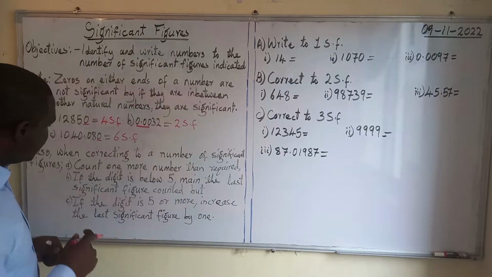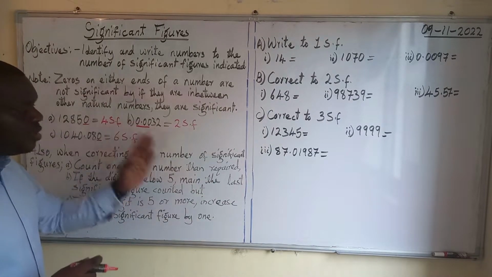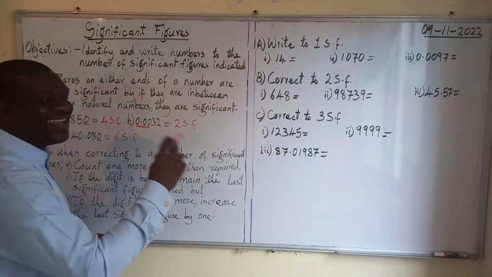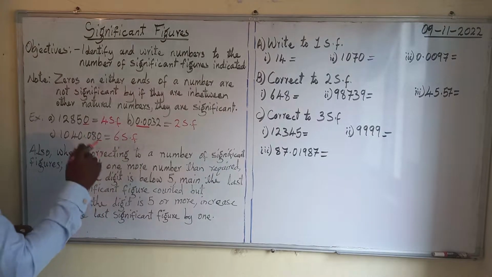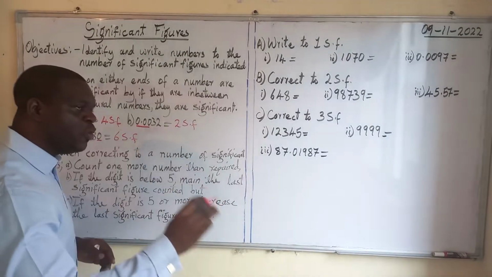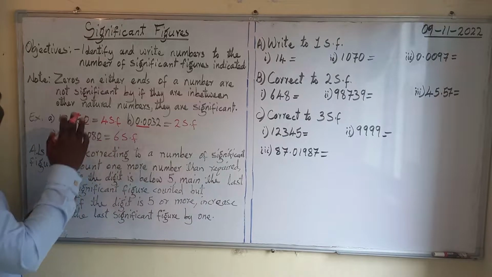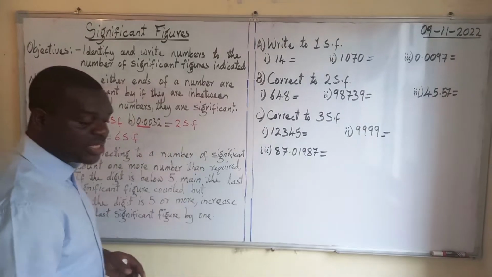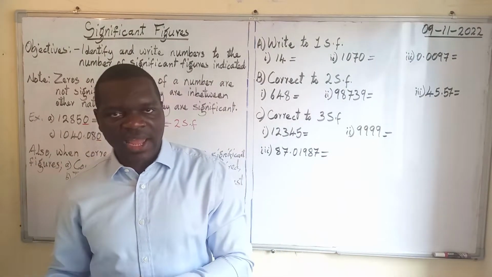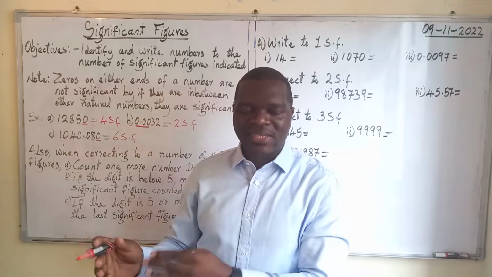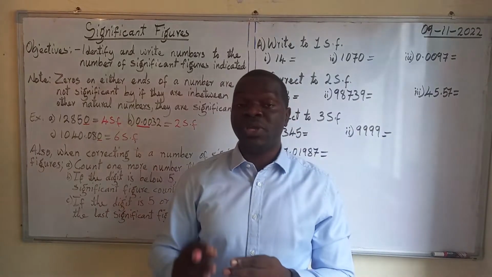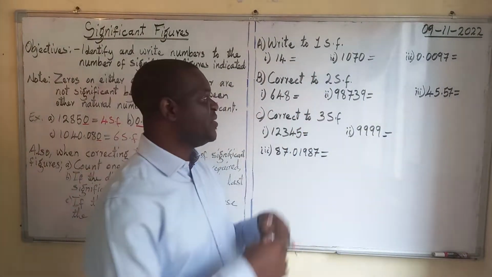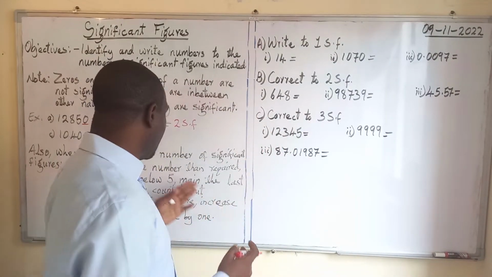Also to take note of: when writing a number to a given number of significant figures, the first thing to do is count one more number than required. The next thing is if the last digit counted is below 5, then you maintain the last significant figure you've counted. But if the last digit you've counted is equal to or more than 5, you add 1 to the last significant figure you've counted, or you increase it by 1. What do we mean by this? Let's go into the practice so that you can understand exactly what we mean by this rule.